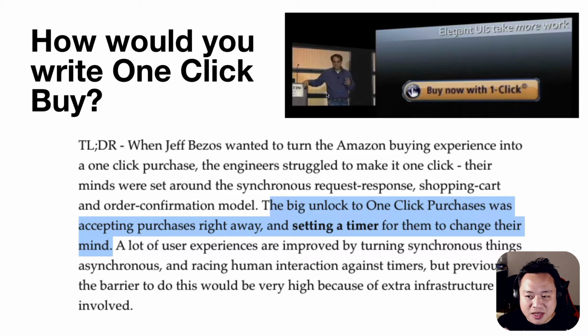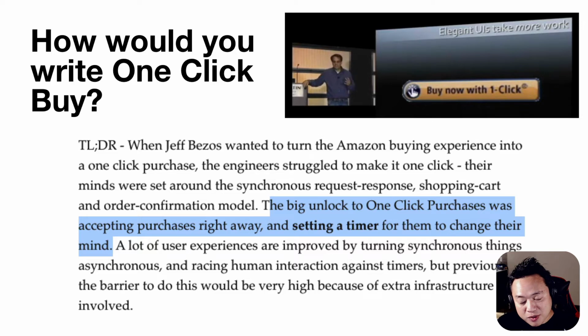But essentially, Jeff Bezos wanted a one-click buy experience, but they struggled to make it one click because their minds were set around an asynchronous user experience, which is check something into a shopping cart, and then the user goes to the shopping cart and then checks it out. The big unlock was to actually just check it right through the order process, but set a timer for them to change their minds. And then you race the timer against human interaction.